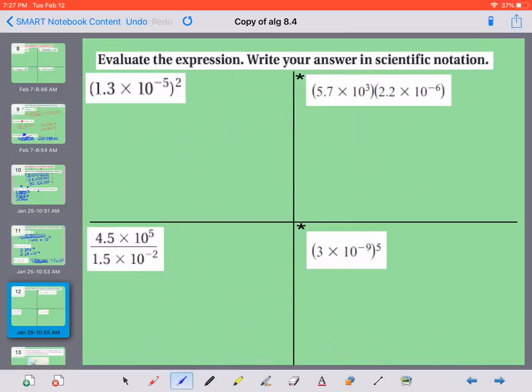Alright, I want you to do these problems on your own. Remember to just put these in your calculator and see what you get. Remember to write your answer in scientific notation.